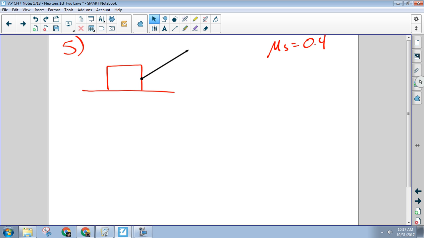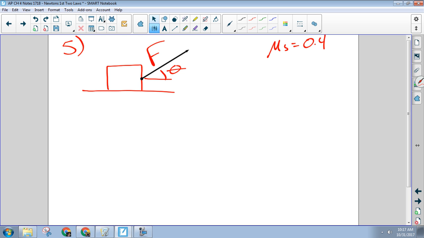Good? But there's a cost. Because as I increase that angle, what else am I doing? You're losing horizontal force, right? So do you guys see the dilemma? We want to figure out at what angle do I minimize the force needed to get the thing moving? Does that make sense?